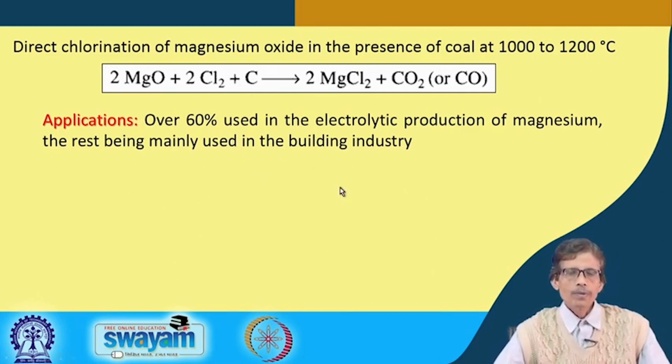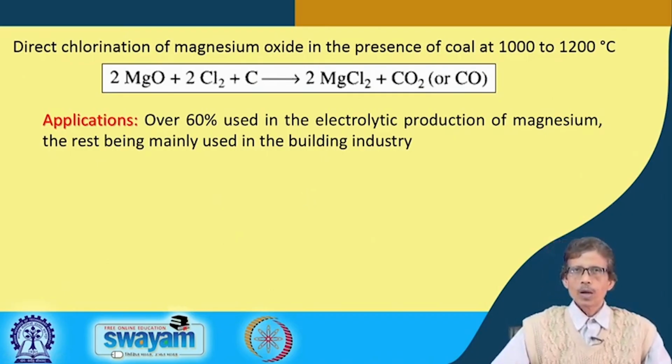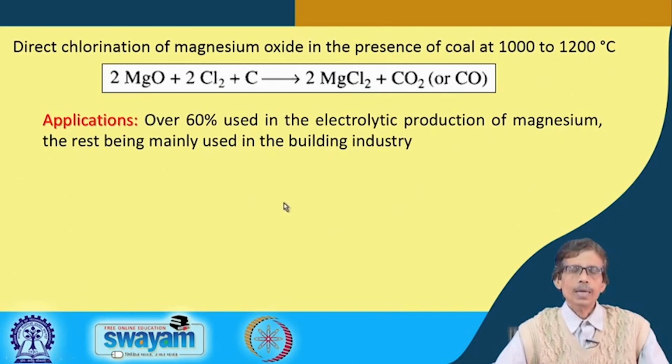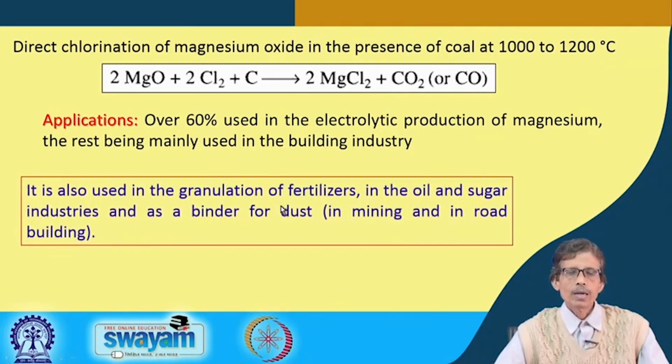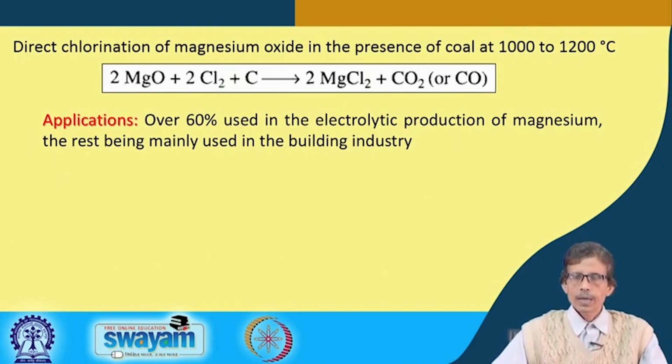So after making this magnesium chloride, 60% of it is used for electrolytic production of magnesium, because magnesium chloride is a very useful material for the electrolysis process, and the rest is mainly used in the building industry. So the remaining part we will just finish in our next class.